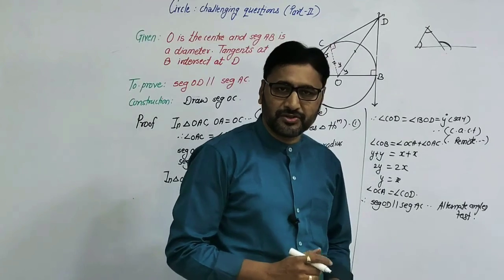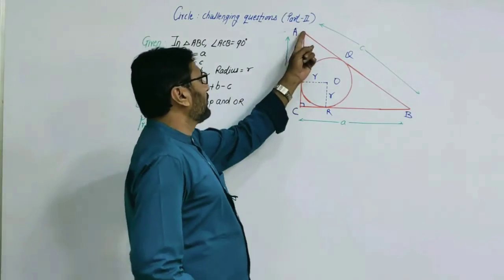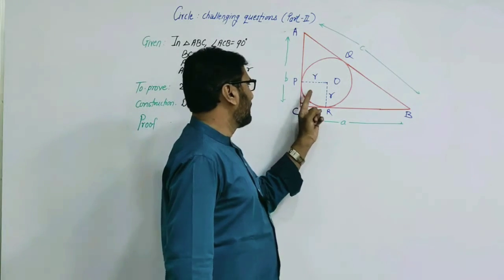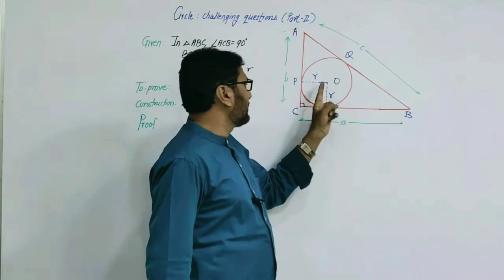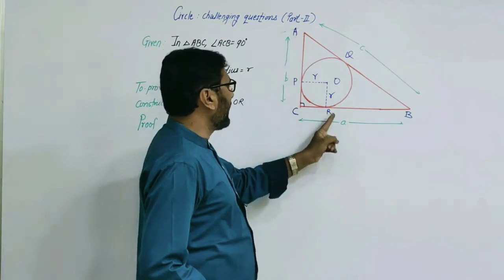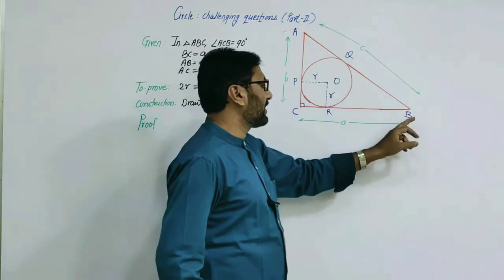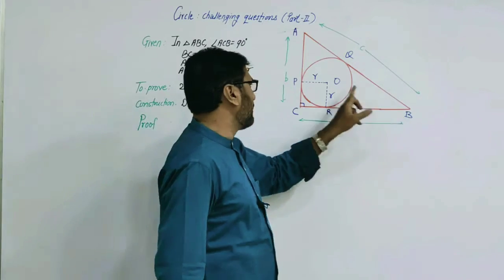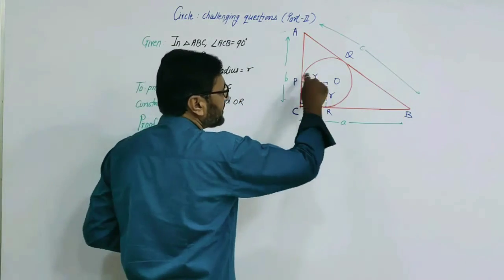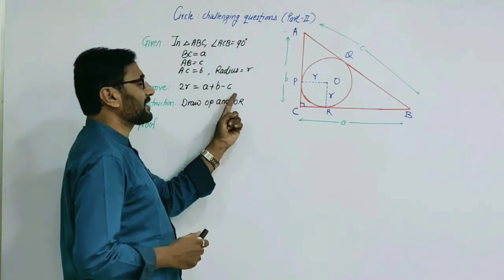Understood, students? In the next sum, one triangle ABC is given in which angle C is 90 degrees. The incircle of this triangle is given, whose center is O. Side opposite to A is small a, side opposite to C is small c, and side opposite to angle B is small b. The radius of this circle is R, and we have to prove 2R is equal to a plus b minus c.